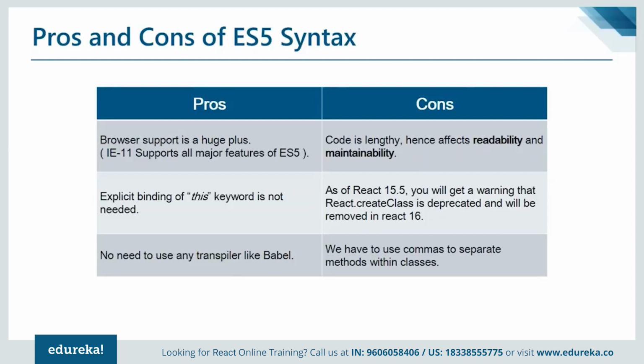Now, what are the cons? We have to use commas to separate methods within the classes. So there is a way where you can have multiple functions or methods which need to be separated by commas, which we'll see in one of the demos. One of the most important cons related to ES5 classes, I'll say, is that the code is very lengthy. It affects the readability and maintainability of the code in React.js when we talk about ES5 classes. That also we'll see in one of the demos very quickly.